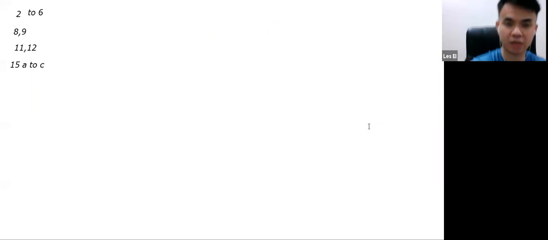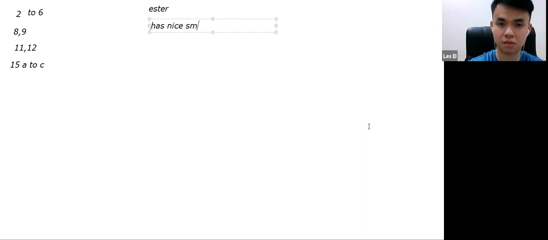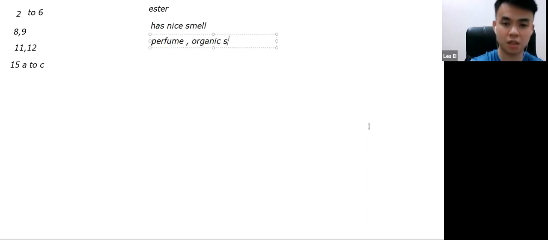So if someone asks you what is the function of ester, ester has a nice smell. So it is usually used for perfume, and you can also use it as an organic solvent. Okay, so that's the function of ester.